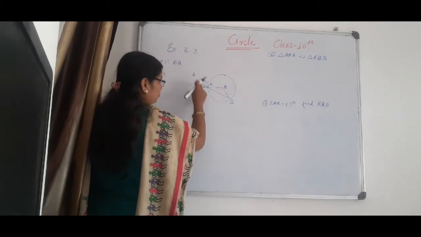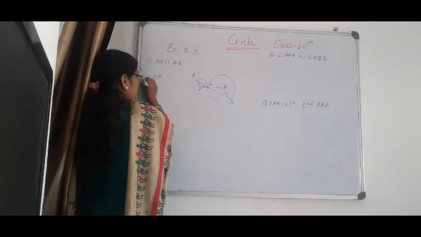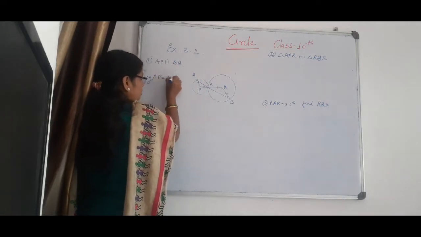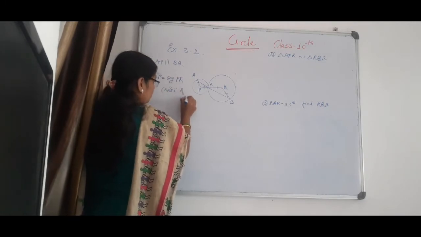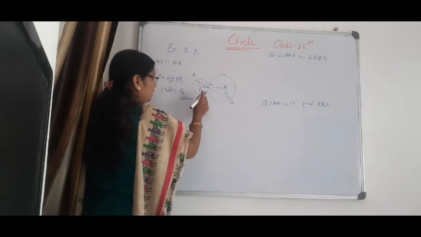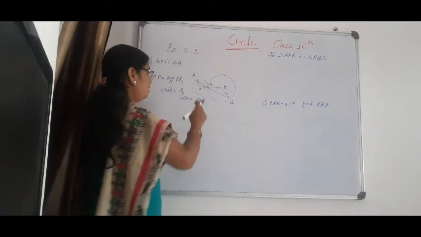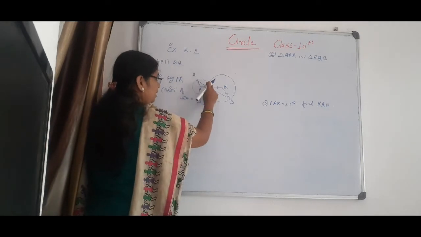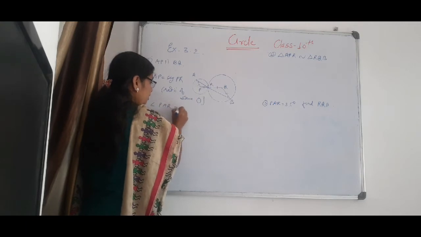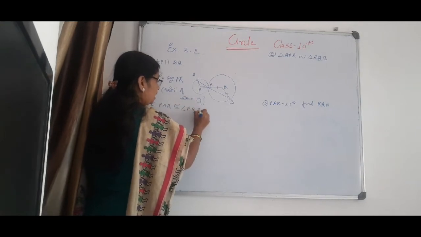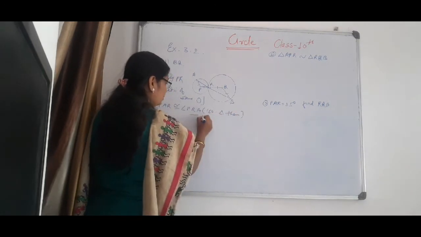Now see here, AP and PR are the radii of the same circle. So AP is equal to segment PR, radii of the same circle. Now if two sides are equal, then the angles opposite to them are equal by the isosceles triangle theorem. So angle PAR is congruent to angle PRA. By which theorem? Isosceles triangle theorem. It is your first equation.